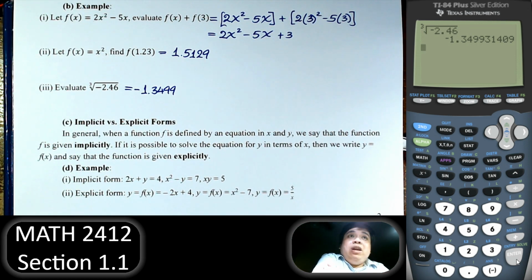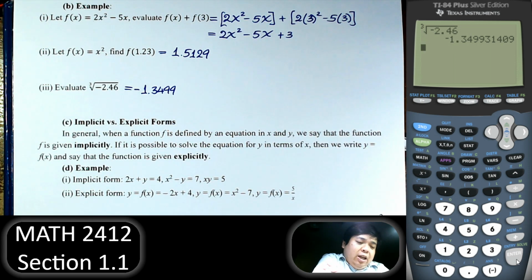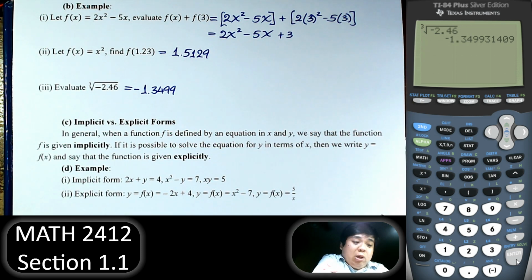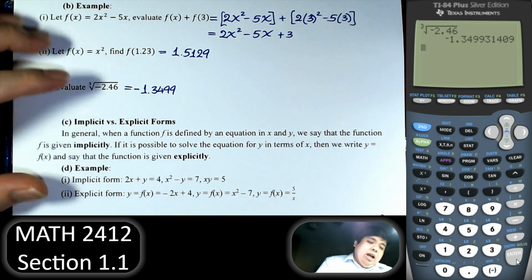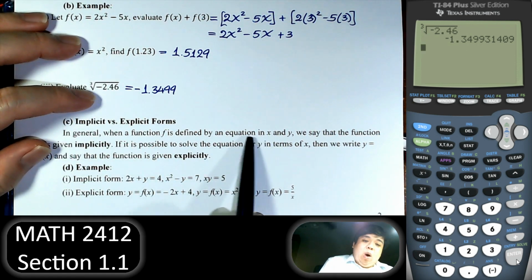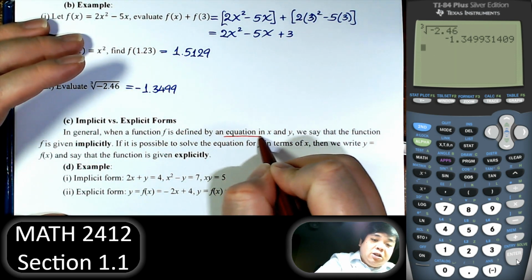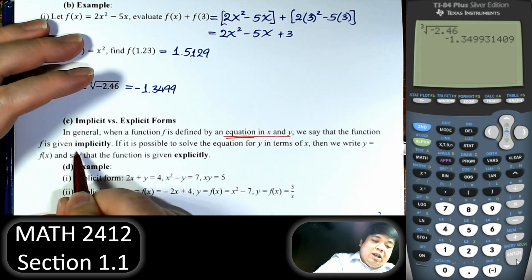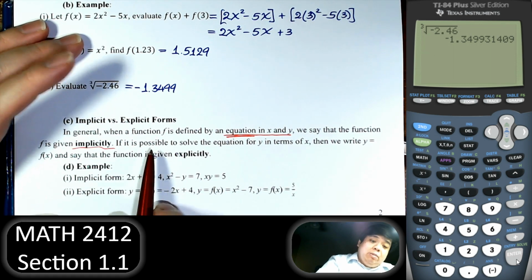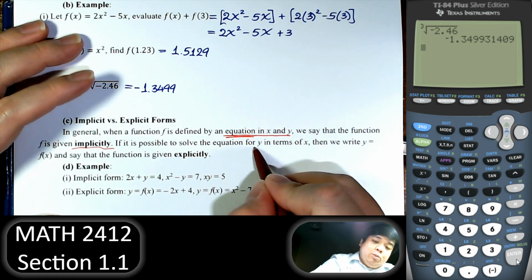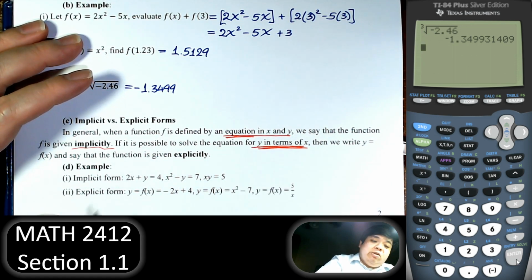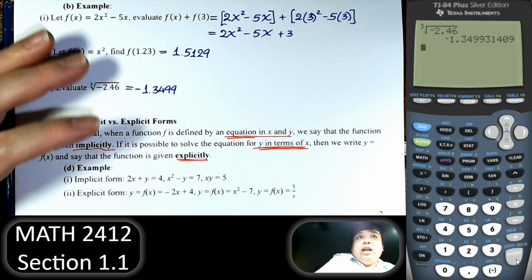Next, we have implicit versus explicit forms of a function or equation. Usually when we say implicit, it could be a function or an equation. But when we say explicit, it is a function. Right. So the difference is, in general, a function defines the equation of x and y. When we have an equation, it is not necessarily a function, so that is in implicit form. If it is possible to solve for y in terms of x, if we can write y in terms of x, this is a function and it is in explicit form.